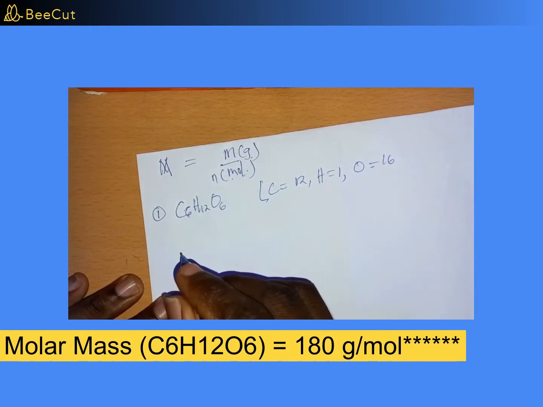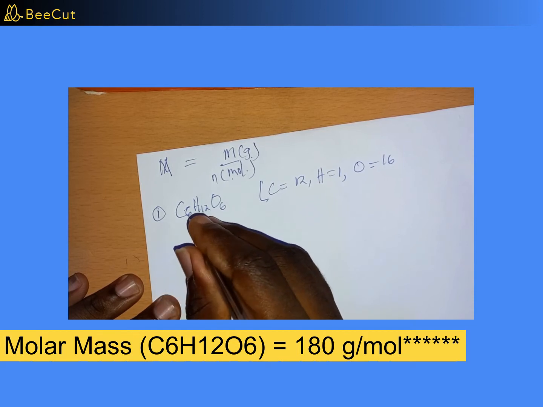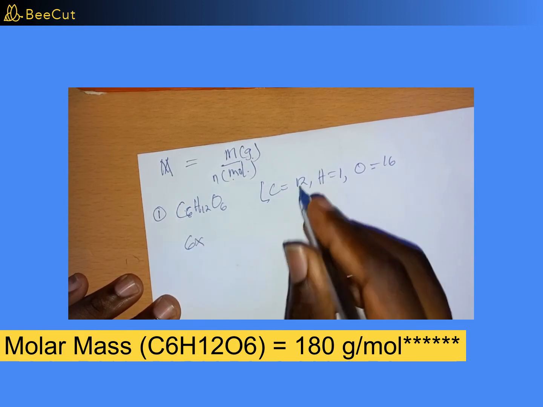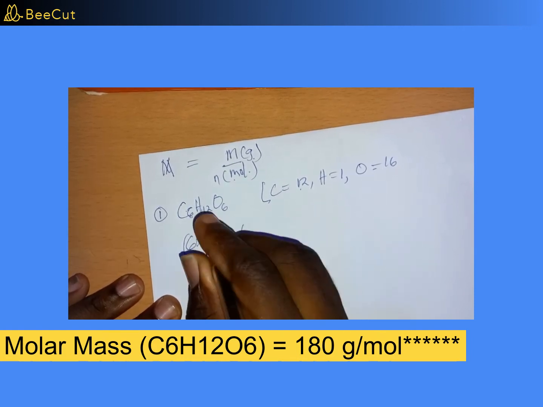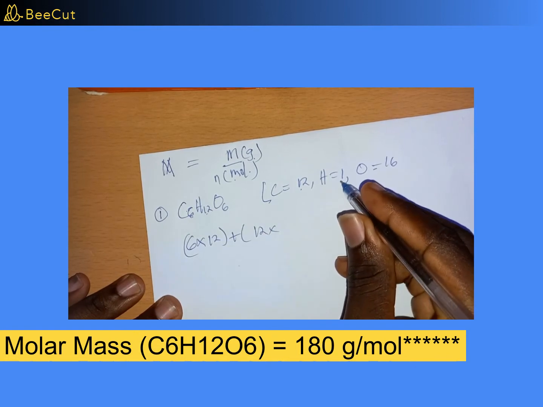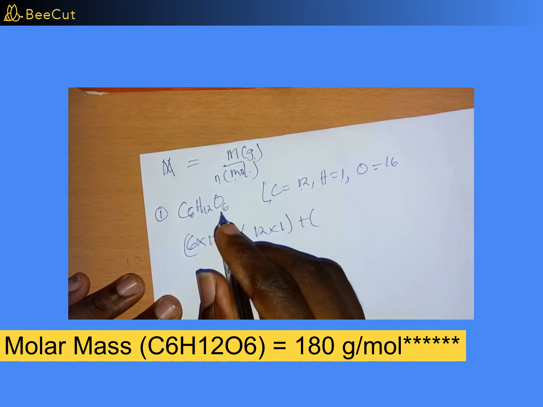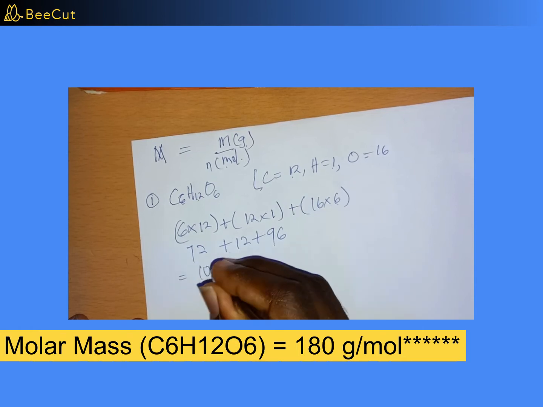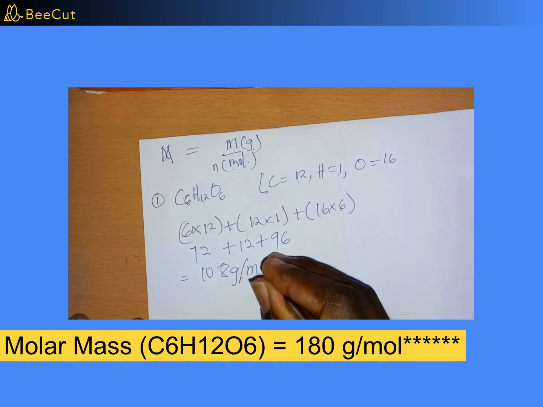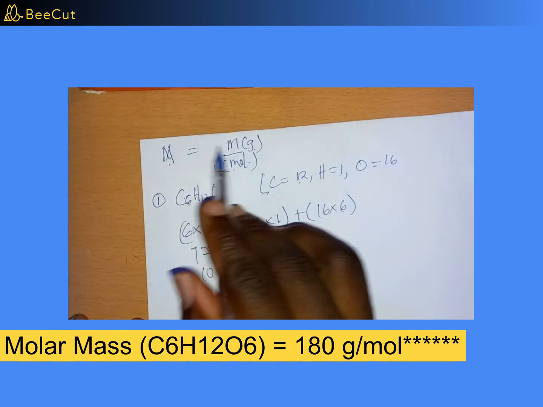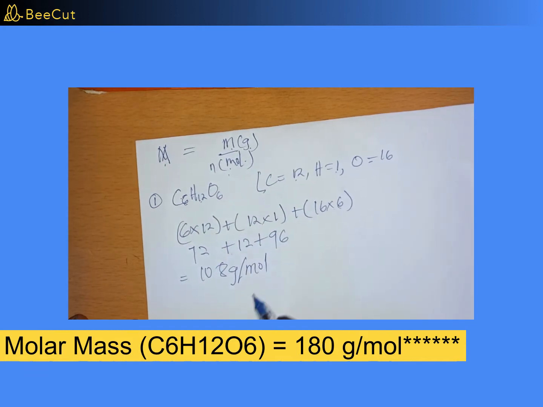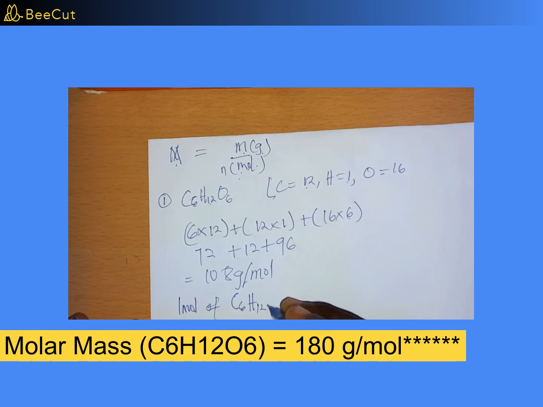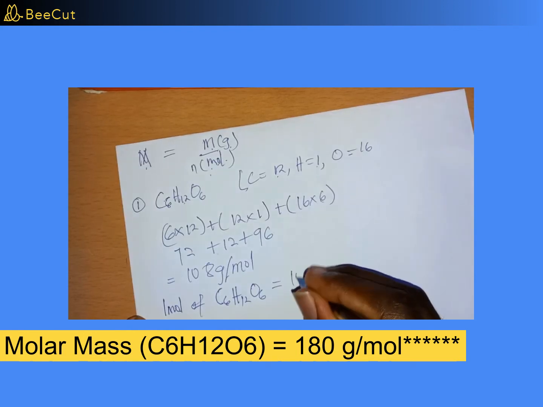To calculate the molar mass, you simply multiply the number of atoms, carbon atoms, which is 6, by the relative atomic mass, which is 12. Then hydrogen, 12 times the relative atomic mass, which is 1, plus oxygen, 6 multiplied by 16. When you add everything, you get 180 grams per mole. Molar mass is the mass of 1 mole of a substance. So when I take 1 mole of glucose, C6H12O6, I will have a mass of 180 grams.